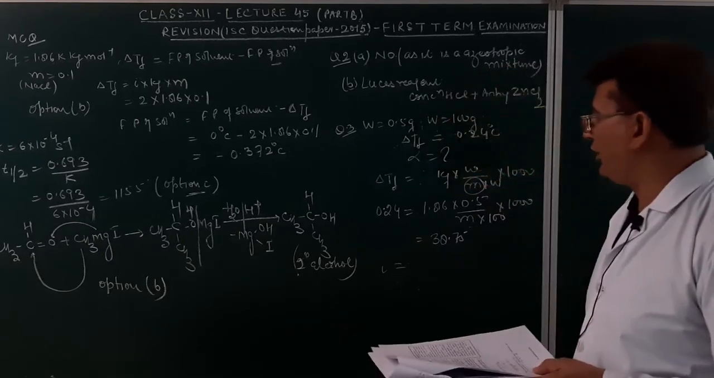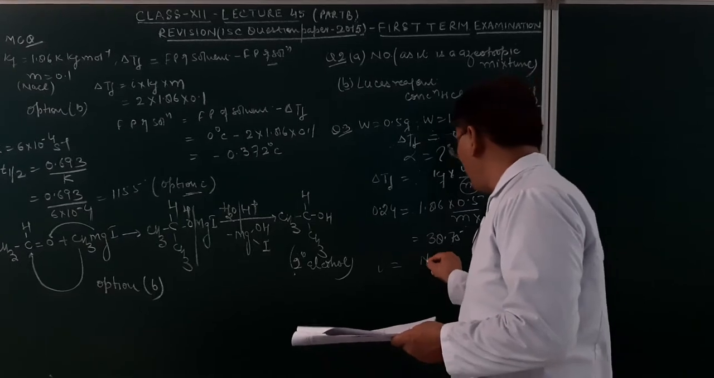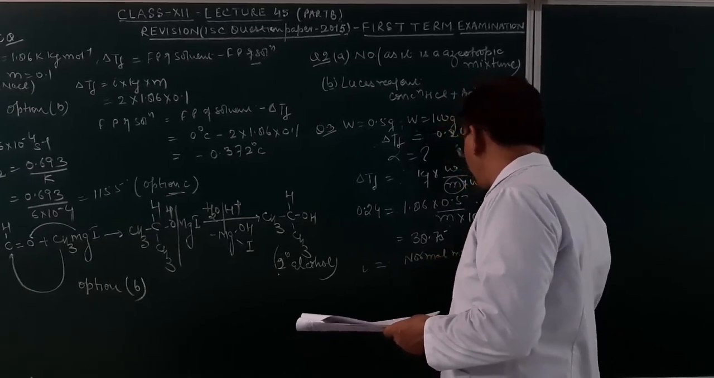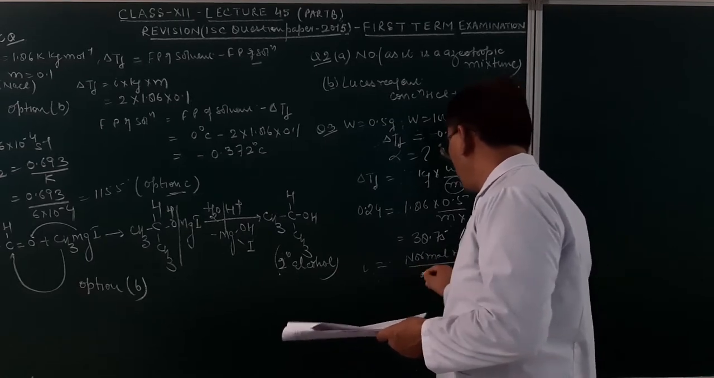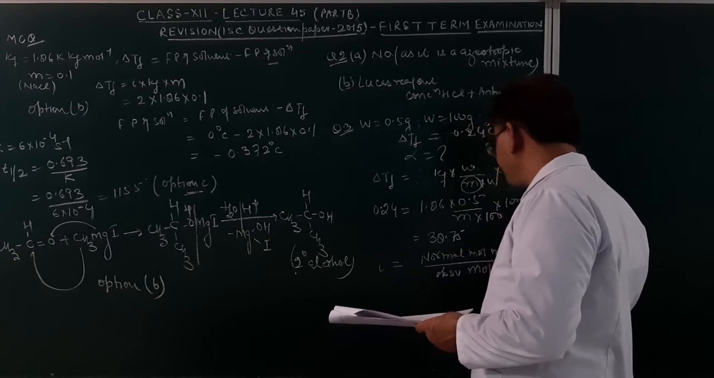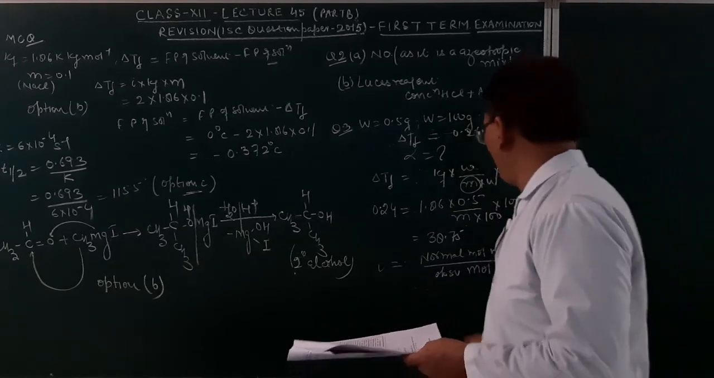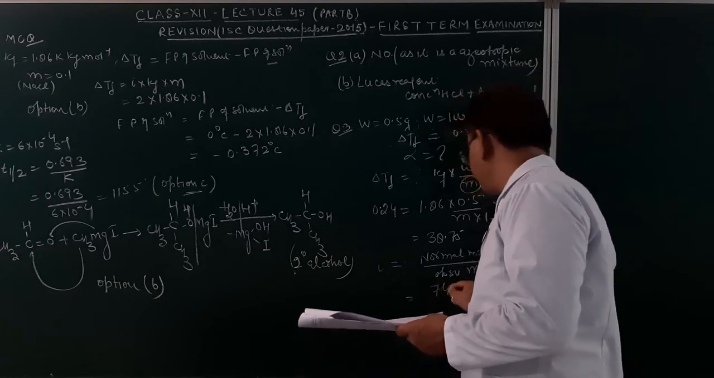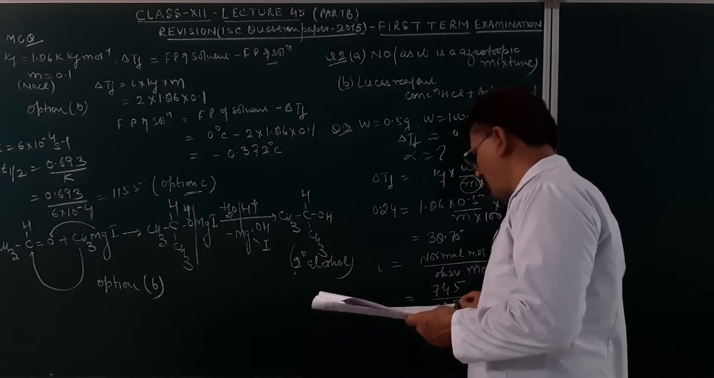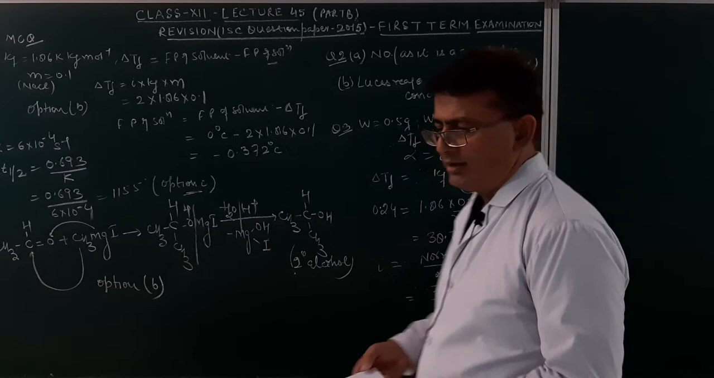Now i, because for finding out the degree of dissociation, we have to find out the value of alpha. i will be equal to normal molecular mass upon observed molecular mass. What is the normal molecular mass of KCl? It will be 74.5. Observed molecular mass is 38.5. It approximately comes to be equal to 1.92.